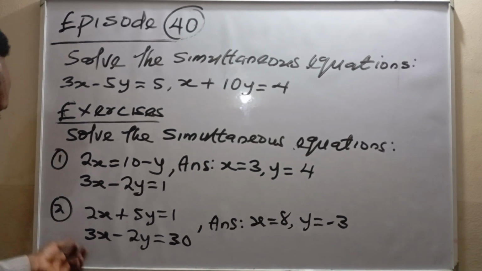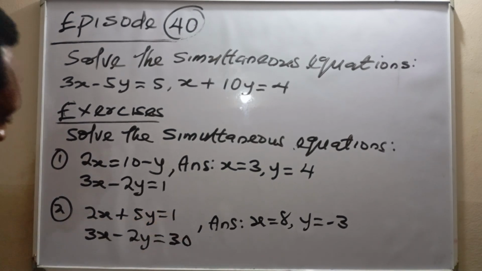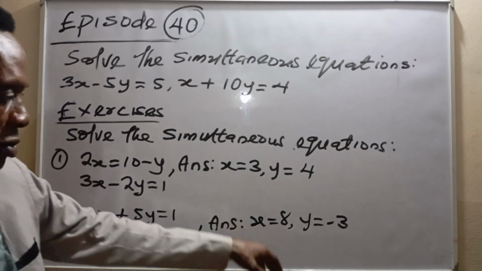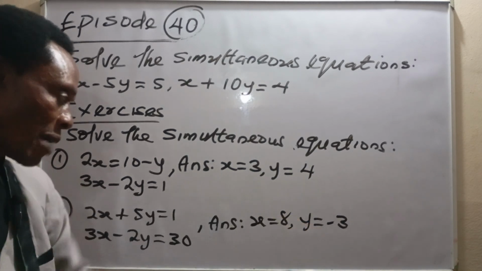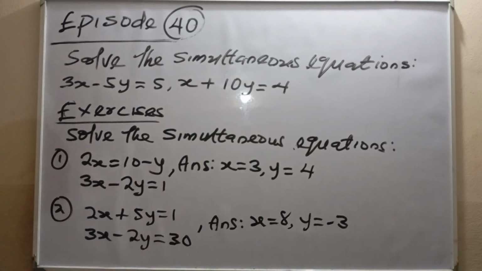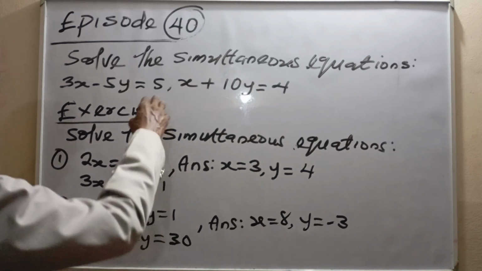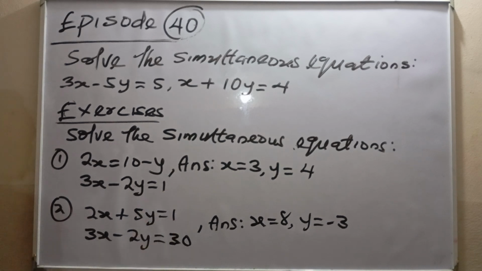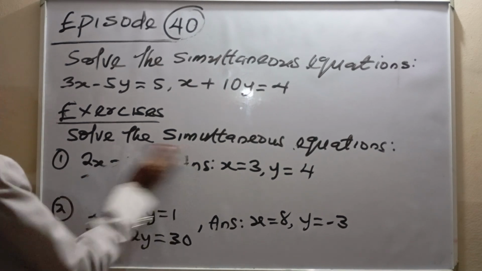Question 2 is 2x plus 5y equals 1 and 3x minus 2y equals 30. The answer is x equals 8 and y equals minus 3. So you have to do this after we are done with solving the question. Okay, that is just it. So let's go.